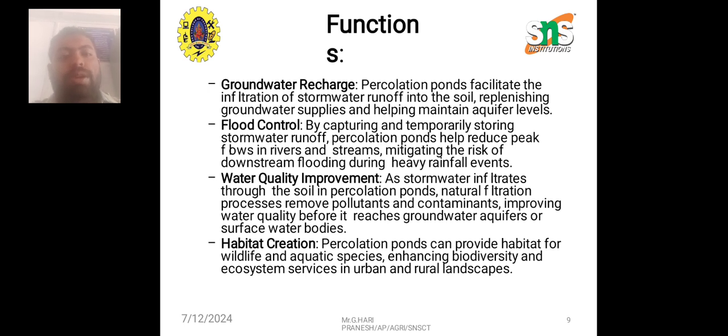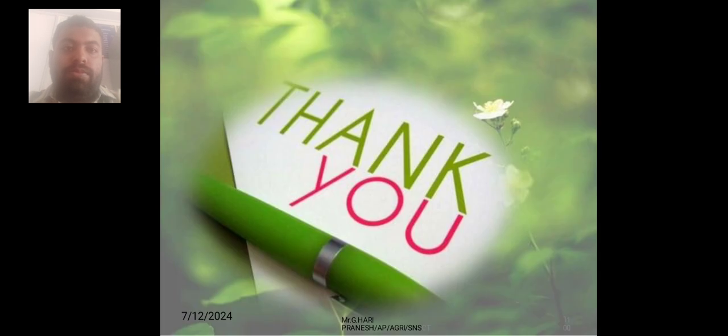Water quality improvement: as stormwater infiltrates into the soil in percolation ponds, natural filtration processes remove pollutants and contaminants, improving water quality before it reaches groundwater aquifers or surface water bodies. Next is habitat creation: percolation ponds can provide habitat for wildlife and aquatic species, enhancing biodiversity and ecosystem services in urban and rural landscapes. These are the functions. Thank you.